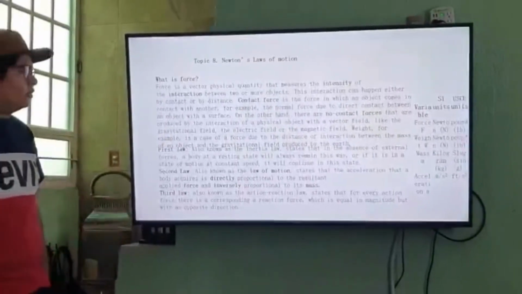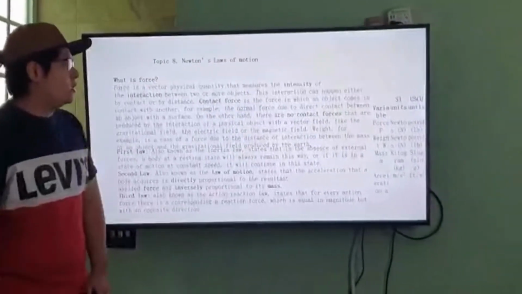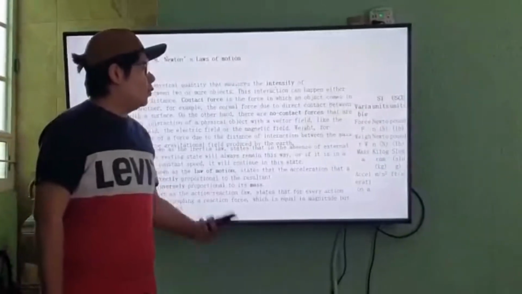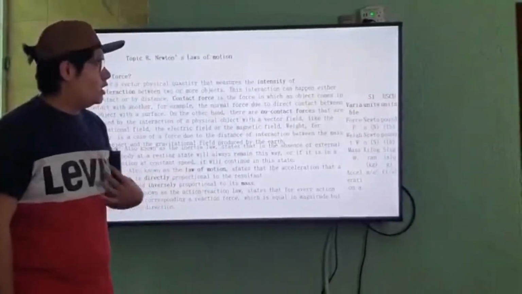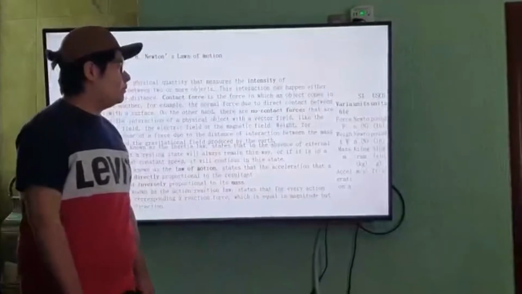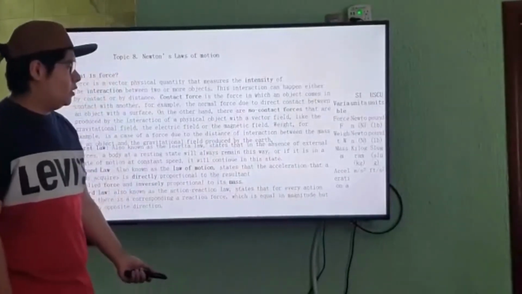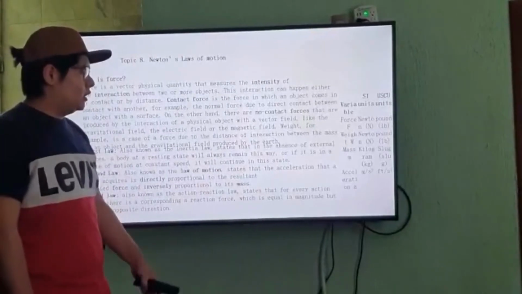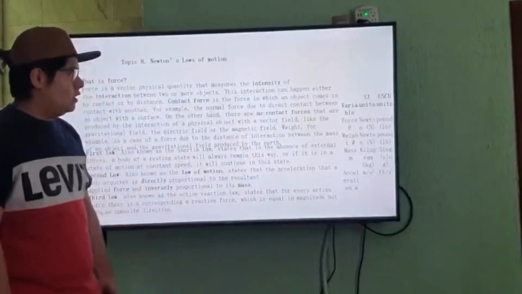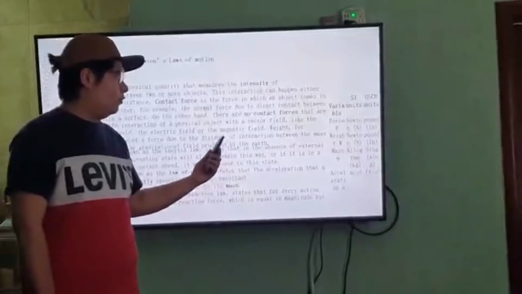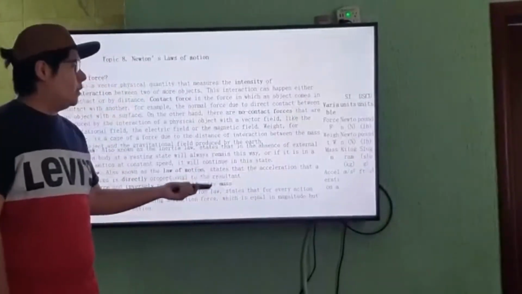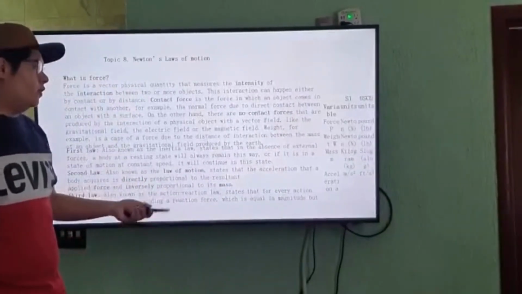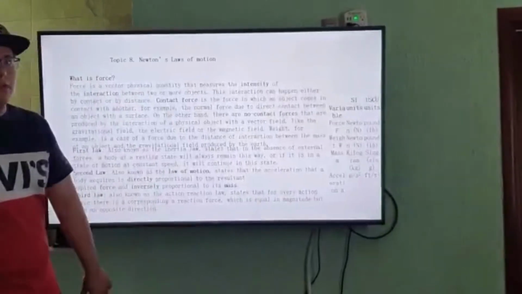They have their own units of measure. For force and weight we use newtons, for mass we use kilograms, and for acceleration meters per second squared. And the USA uses pounds for force and weight. For mass they use slugs, and for acceleration feet per second squared.